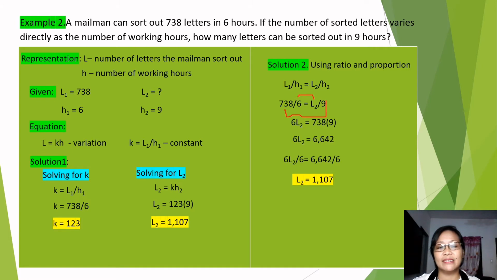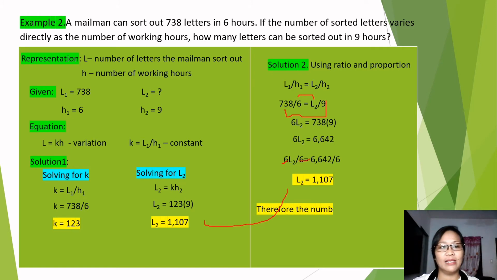Therefore, we have 6L sub 2 divided by 6 is equal to 6,642 divided by 6. So cancel na natin si 6 and 6. Therefore, we have L sub 2 is equal to 6,642 divided by 6 is 1,107, which is the same with this one.